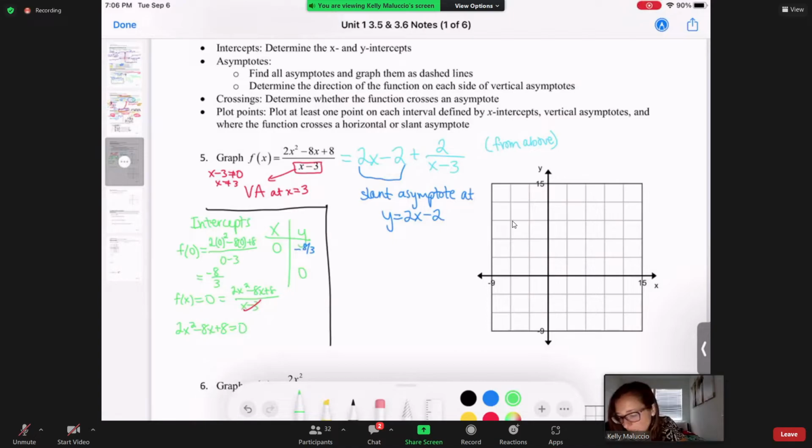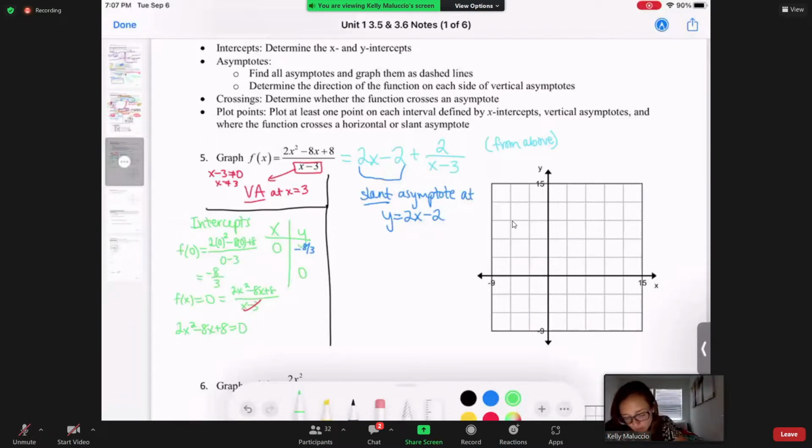Somebody just asked a question: what is the horizontal asymptote? There is none. There's a slant instead. In this case, we have the slant asymptote and the vertical. You typically do not have a horizontal asymptote and a slant asymptote at the same time. You have one or the other, which is why they're grouped together. So in this case, the HA is the slant asymptote. Hopefully that answered your question.